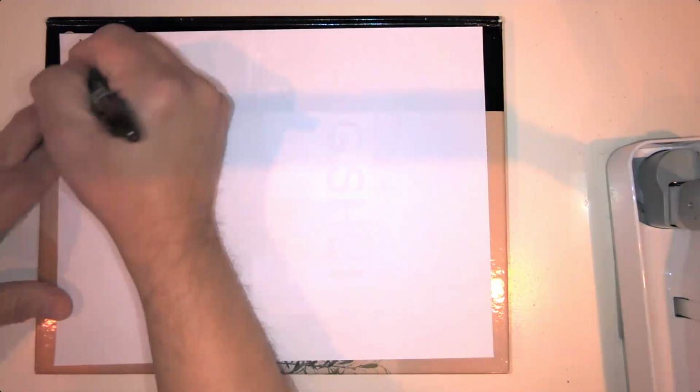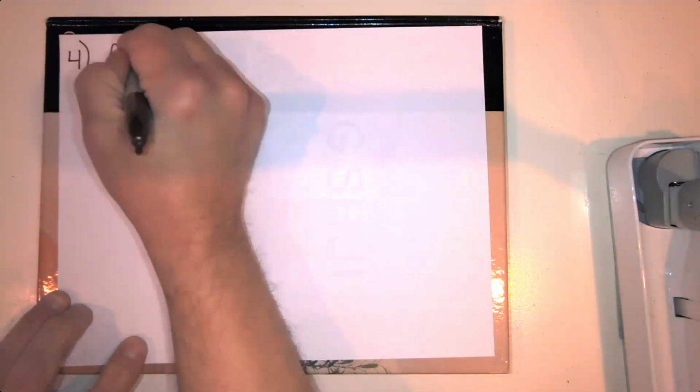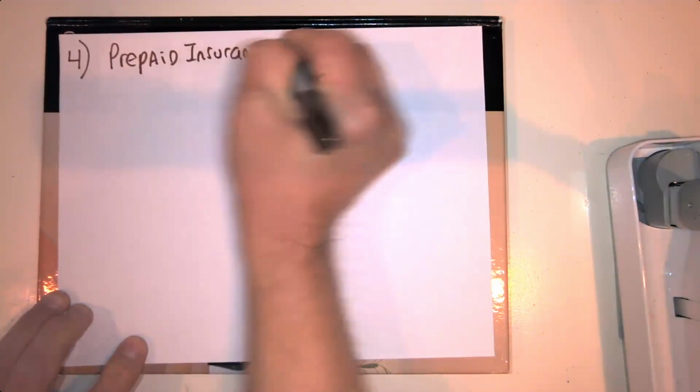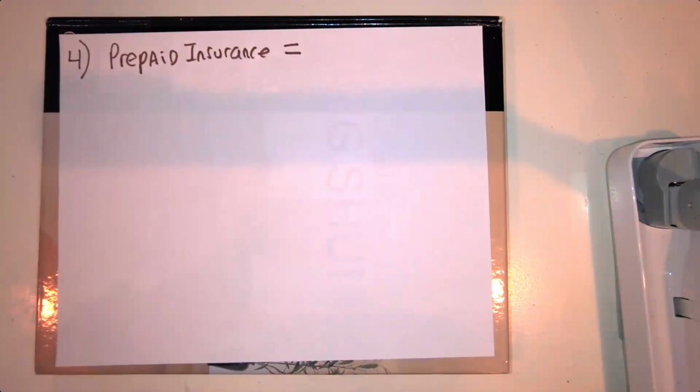The prepaid insurance relates to a 2-year fire insurance policy that ABC Company purchased on June 1st, 2027. My first question. Prepaid insurance is a new account that we learned just this week. What type of account is it? Chloe, what type of account would we classify prepaid insurance as? An asset. Very good.